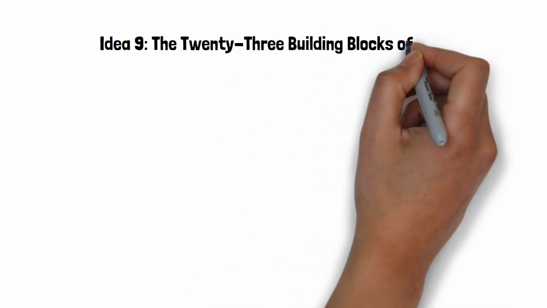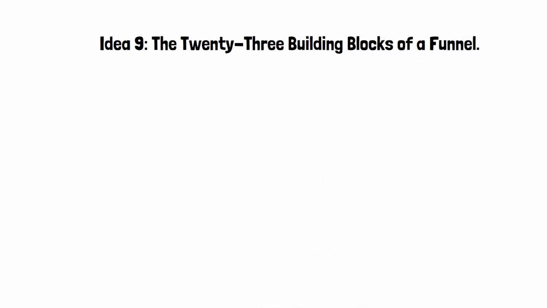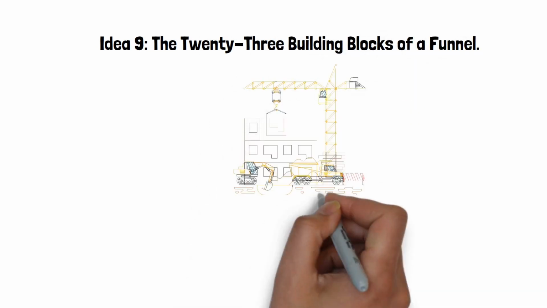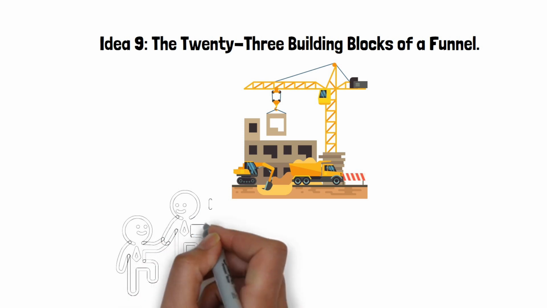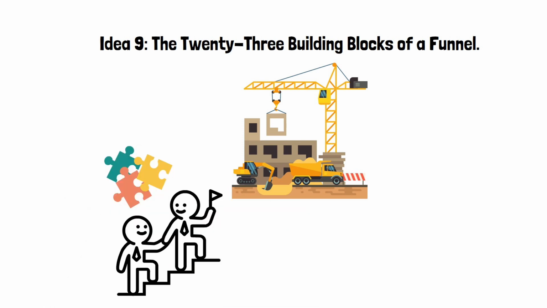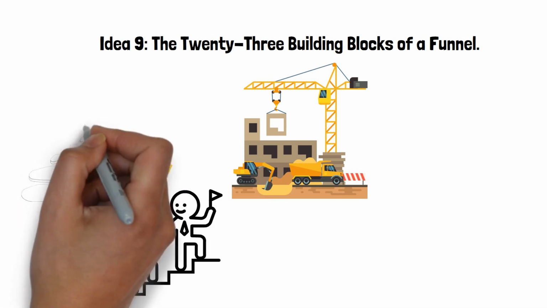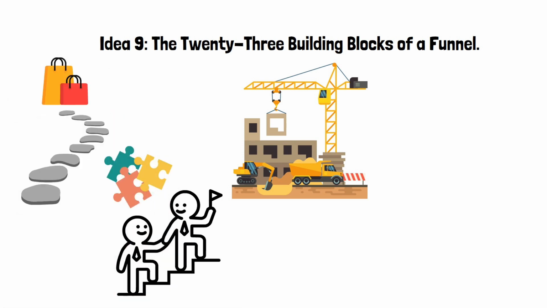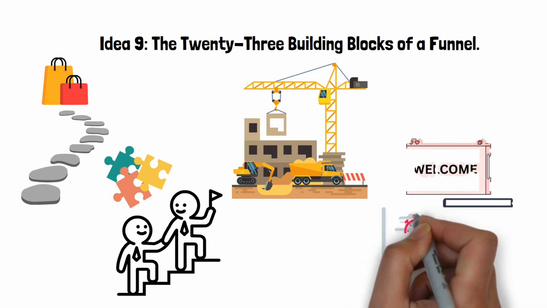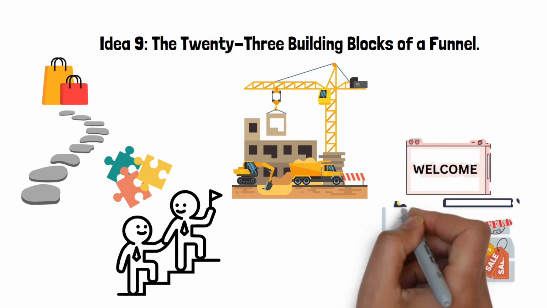Idea 9. The 23 building blocks of a funnel. The concept of building blocks of a funnel is a bit like constructing a house. Just as a house needs a solid foundation, walls, and a roof, a funnel needs various elements to guide a customer from the first encounter to the final sale. Each block serves a specific purpose, helping to create a seamless and efficient pathway that leads a potential customer closer to making a purchase. Imagine these blocks as different rooms in your online house.